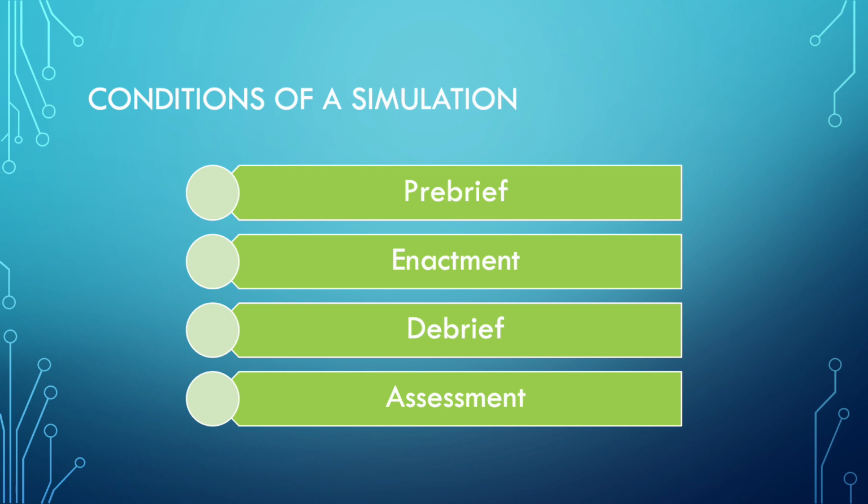There are four main components of a simulation. You have a pre-briefing, an enactment, a debriefing, and an assessment. In your pre-briefing, you will be told what the goal of the simulation is and how you are to achieve that goal. In the enactment, of course, you are in the simulation, doing what it is that you need to be doing.